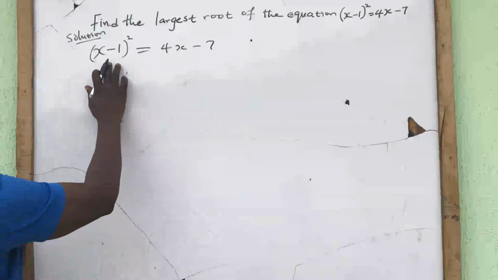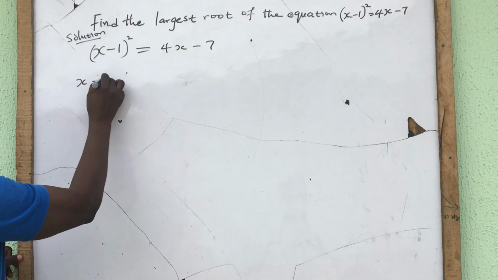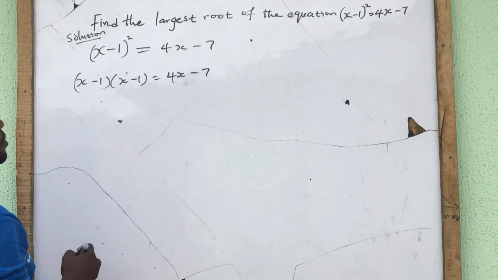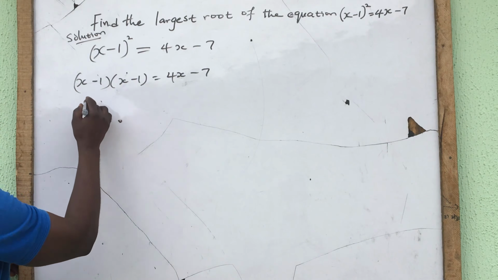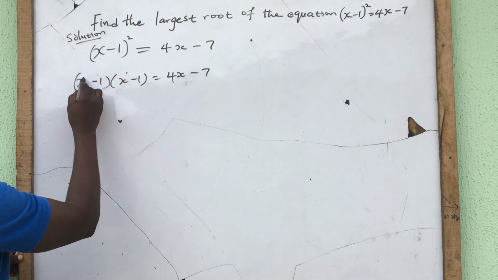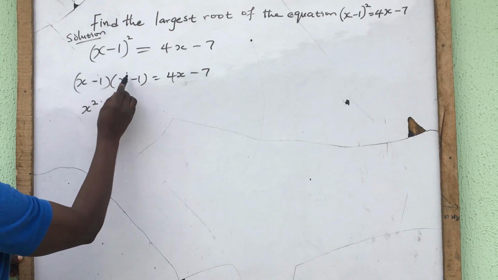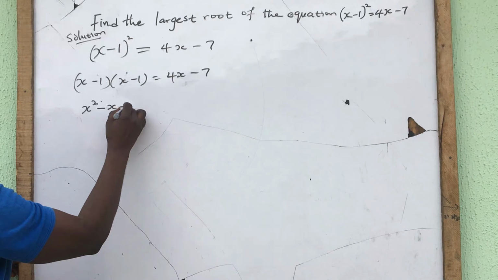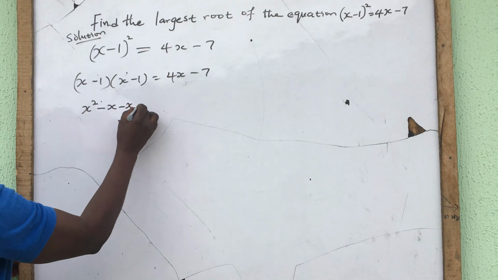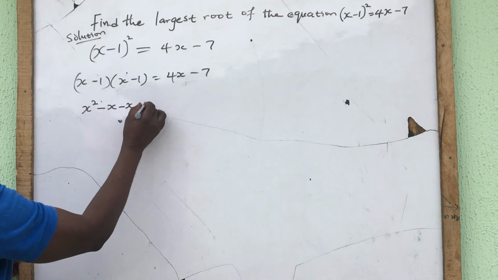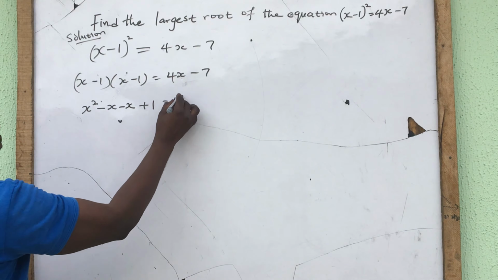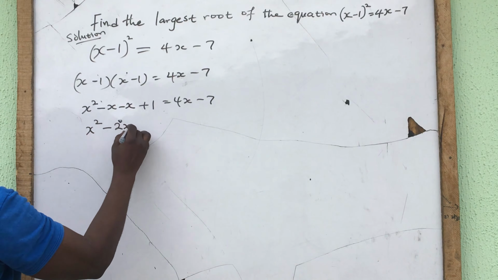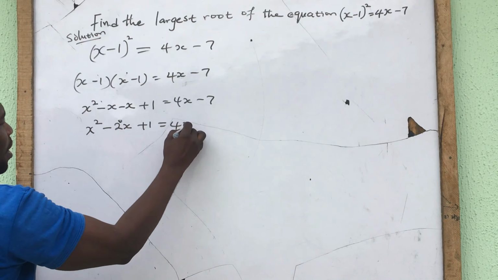The first thing to do is to expand this bracket. That is, (x minus 1) times (x minus 1) equals 4x minus 7. So let's expand the bracket. This times this is x squared. Then x times minus 1 gives us minus x, and minus x again. Plus minus times minus, plus 1 times 1, is 1. So that is x squared minus 2x plus 1 equals 4x minus 7.